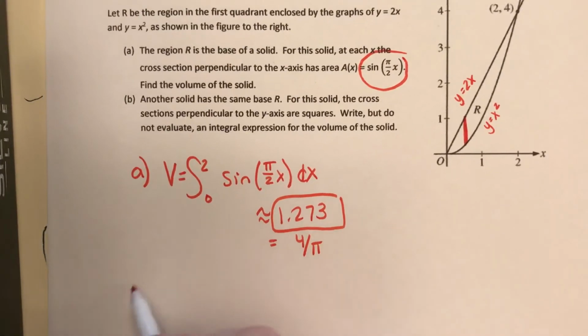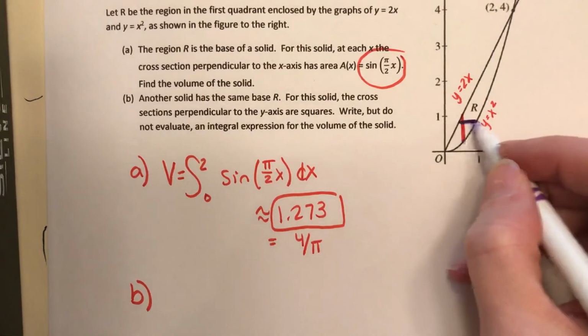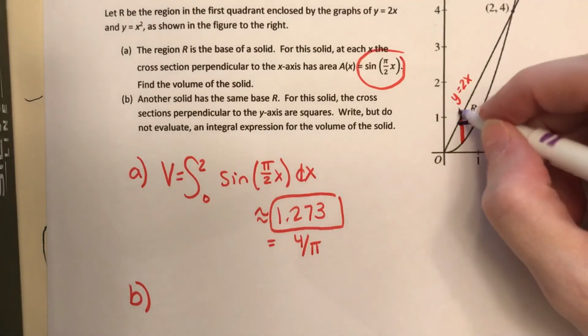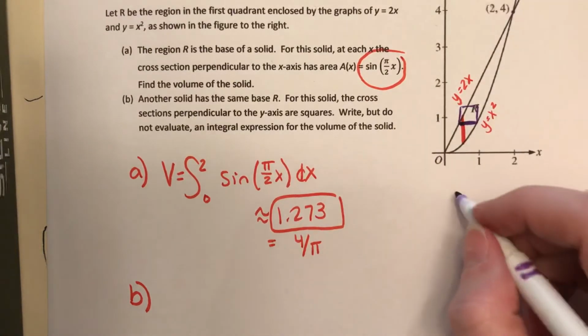Okay, part B. So I'm going to change colors for this one. Another solid has the same base R. For this solid, the cross sections perpendicular to the y-axis are squares, right? But do not evaluate an integral expression for the volume. So this time we've got our perpendicular lines to the y-axis, and they're squares. So I just need a formula for the area of a square. So we know that is area equals base times height.